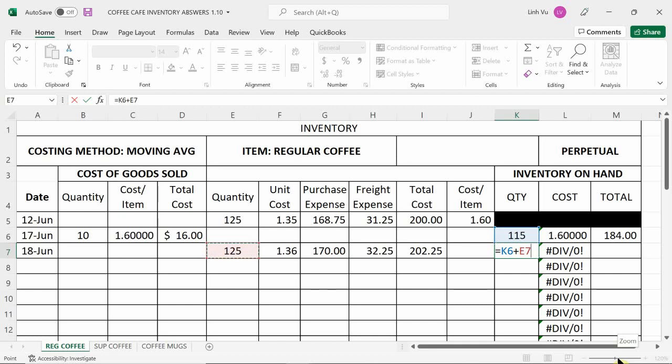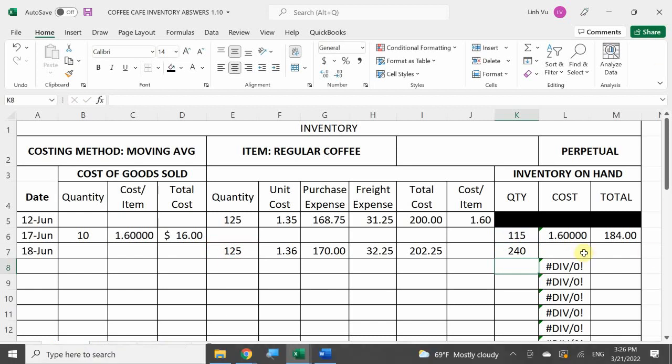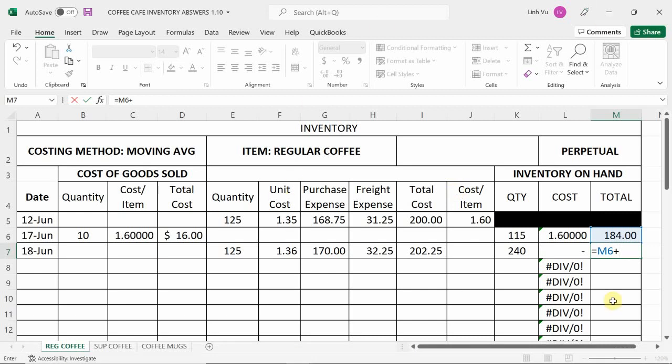I don't know what you're calculating. Oh, are you calculating the cost per item? Okay. You should have a total of 240 pounds. Okay. If I have 184 and I'm going to add my 202.25, right? That should give you total 386.25. So here I get 1.60938. Okay.